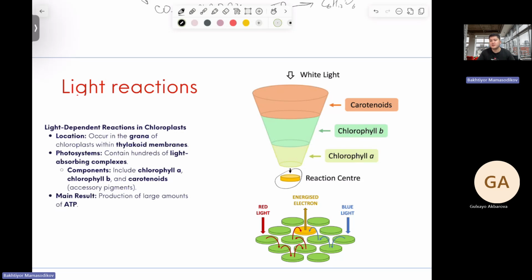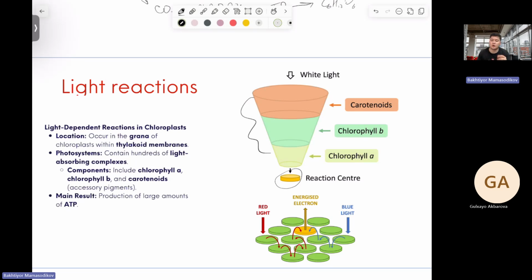Okay, there is a reaction center, and the reaction center itself will be chlorophyll A, and the accessory pigments will be chlorophyll B, okay, and the carotenoids, they will be accessory ones, but the reaction center will be chlorophyll A. And it's like a funnel. When the light comes in, pigments capture it and pass it inward to the chlorophyll A at the center. Okay, white light hits the top.